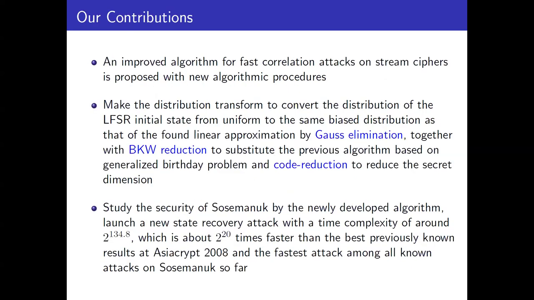Our contributions. We present a new improved algorithm for fast correlation attacks on stream ciphers with some new algorithm procedures. What are they? Precisely, we make the distribution transformation, converting the distribution of the linear feedback shift register initial state from uniform to the same Bayes distribution as that of the found linear approximation by Gauss elimination, together with the BKW collision reduction to substitute the previous algorithm based on the generalized birthday problem, and the code reduction to reduce the secret dimension. We studied the security of SOSEMANUK by the newly derived algorithm.